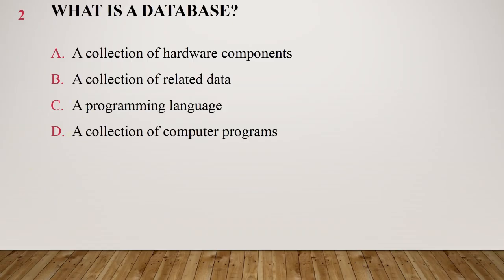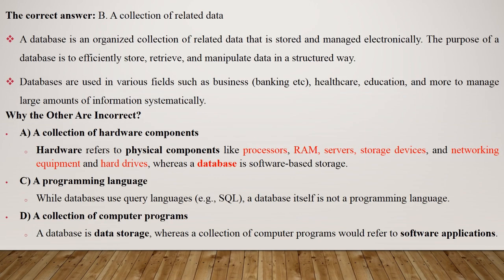Number 2. What is a database? A. A collection of hardware components. B. A collection of related data. C. A programming language. D. A collection of computer programs. The correct answer is B, a collection of related data. By definition, a database is an organized collection of related data that is stored and managed electronically. The purpose of a database is to efficiently store, retrieve, and manipulate data in a structured way.